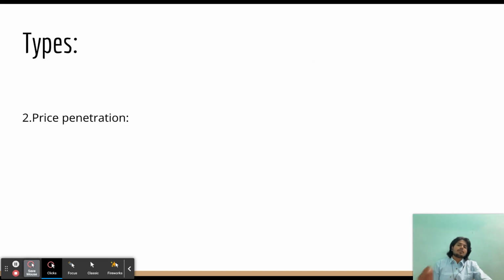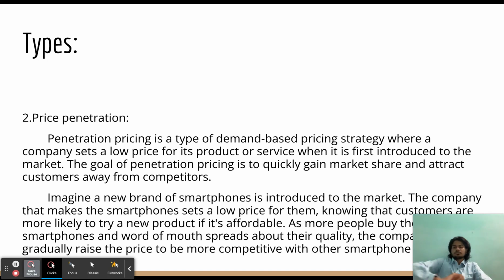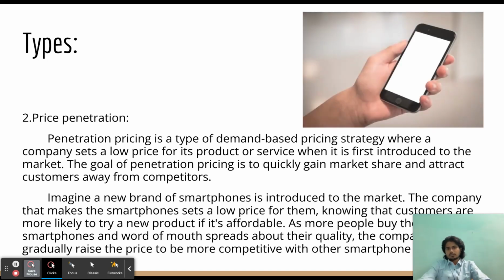The next type is called price penetration. In this type of demand strategy, the company sets a low price when the product is first introduced, to quickly gain market share. So let's look into a real life example. Imagine a new brand of smartphone is introduced. Initially, they will try to have a low price, because customers are more likely to try a new product if it's affordable. They'll say our new product gives this amazing feature at a low cost. So everyone will try to buy it and then tell others, and it will spread by word of mouth.